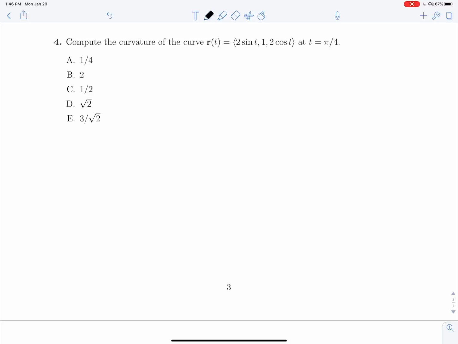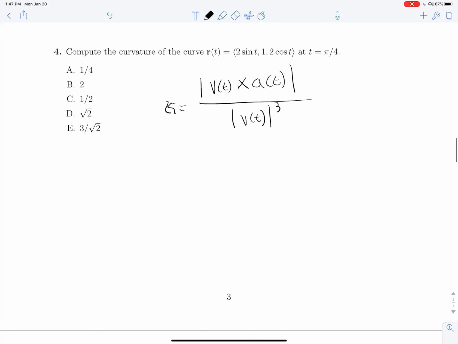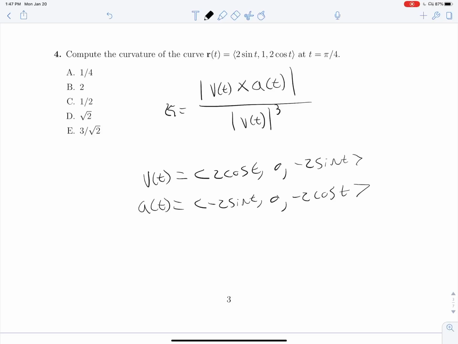Let's compute the curvature of this curve for t equals pi over 4. The equation that I like to use for this, curvature k, is the magnitude of v of t cross a of t divided by the magnitude of v of t cubed. And so this just involves us finding v of t and a of t, where v of t is just the derivative of r of t. That's going to give us 2 cosine t, 0, negative 2 sine t, and a of t will be negative 2 sine t, 0, negative 2 cosine t.